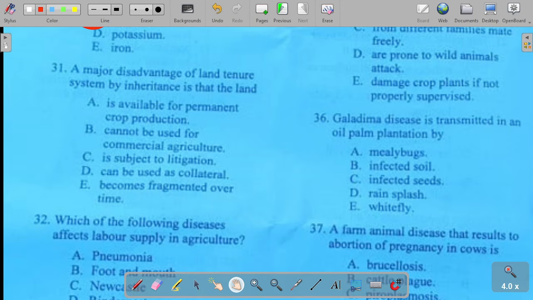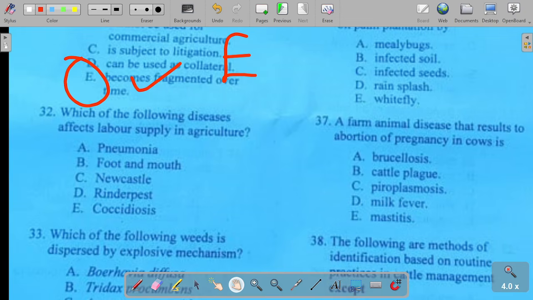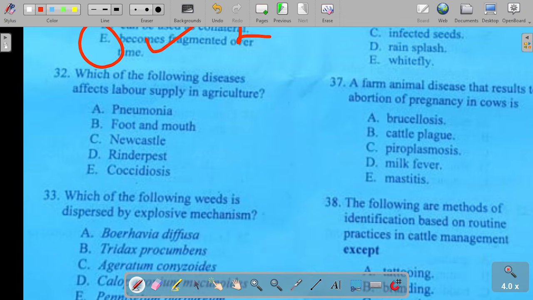31. The major disadvantage of land tenure system by inheritance is that the land is available for permanent crop production. Cannot be used for agricultural purpose, no. Is subjected to litigation, no. It can be used as collateral. That's an advantage. Then it becomes fragmented over time. Yes, it can become fragmented over time because each family member may have different interests. Let me say my parts, let me build on it, things like that.